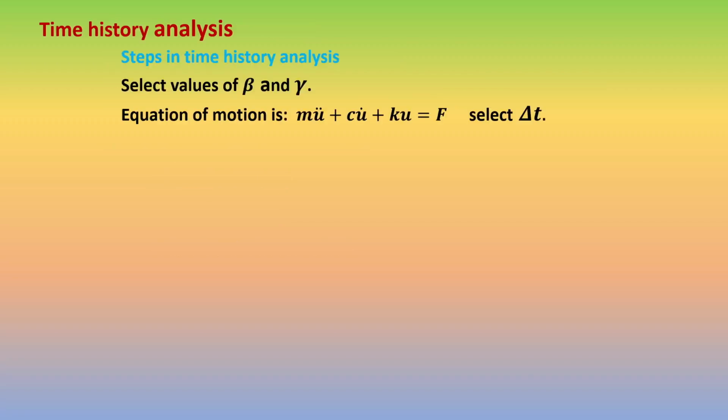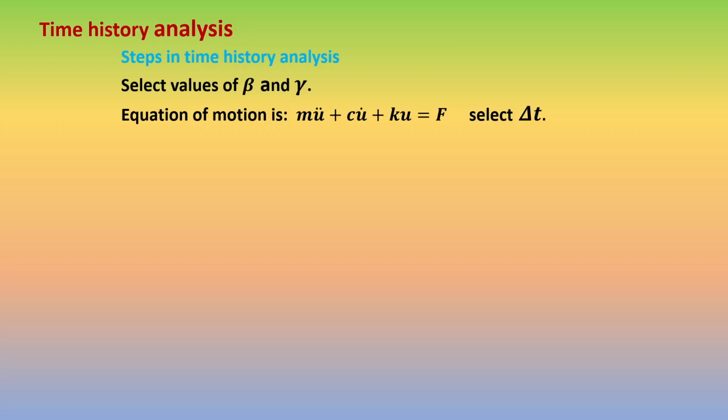So let us see in brief the time history analysis, how we carry it out, the steps. We are particularly taking the Newmark method. There are two constants in the Newmark method, beta and gamma, which can be chosen from the literature. Typically they are 1/4 and 1/6.